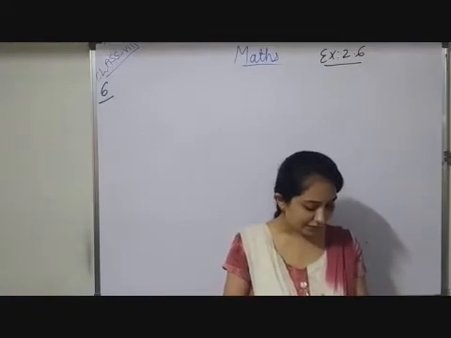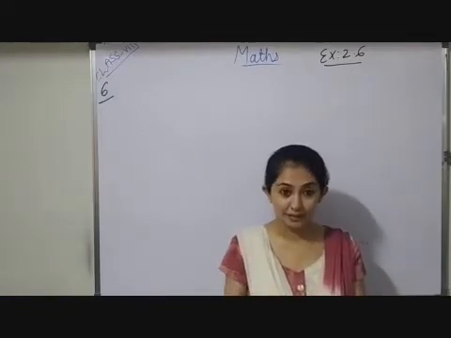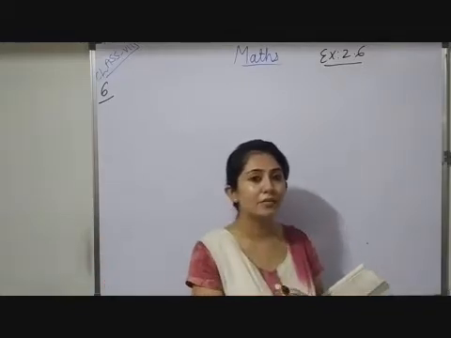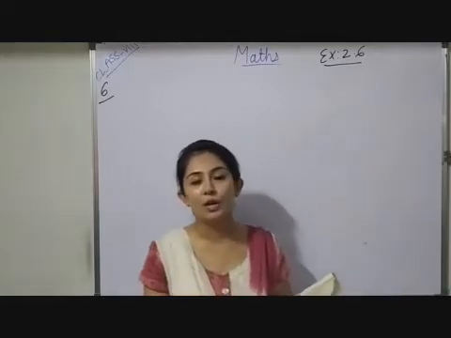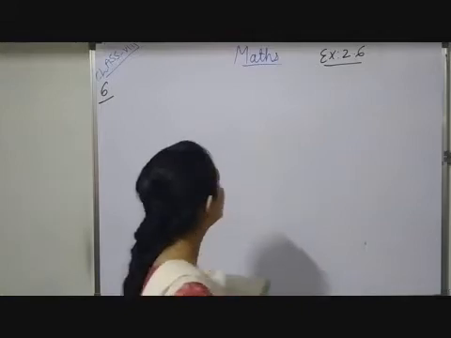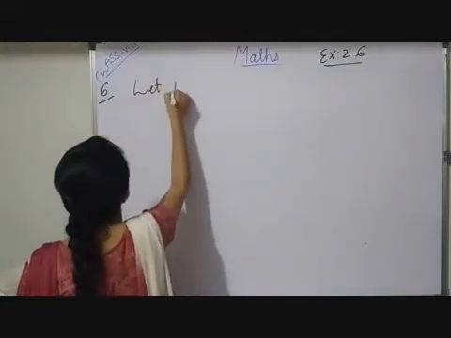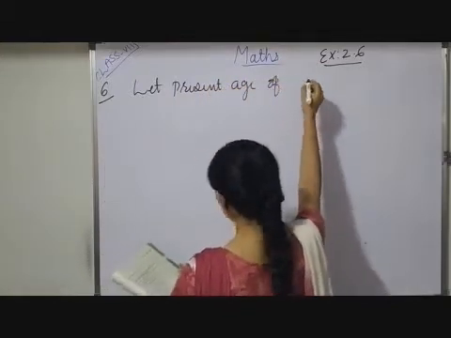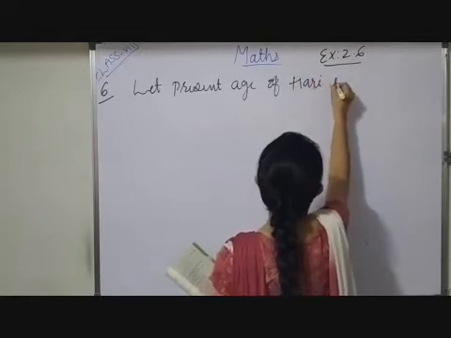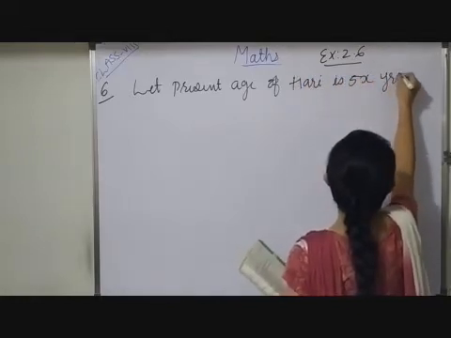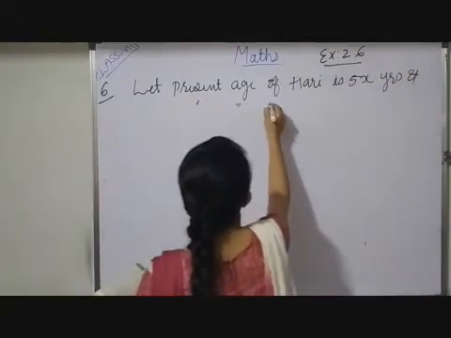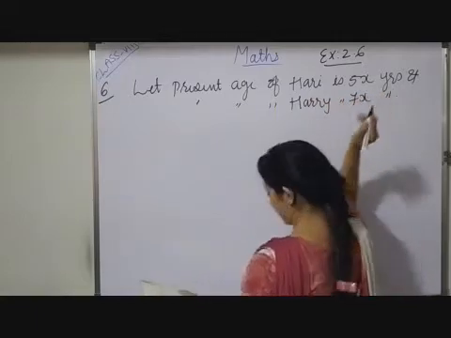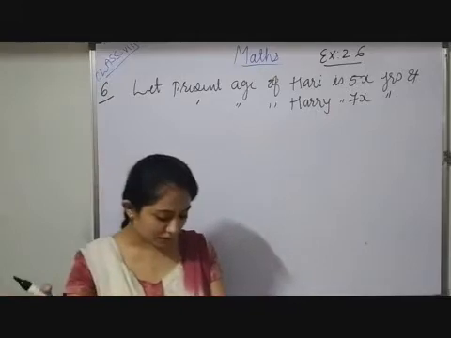Here the ages of Hari and Harry are in the ratio 5:7. Whenever it is given in terms of a ratio, I told you, you have to assume 5x and 7x. So here I will assume, let the present age of Hari be 5x years and the present age of Harry be 7x years.